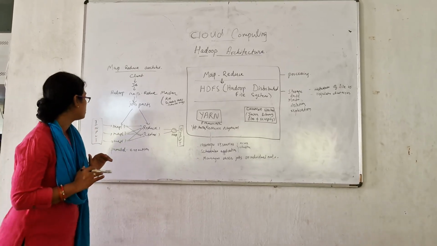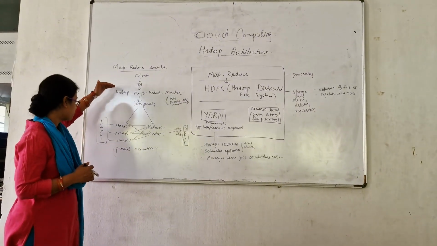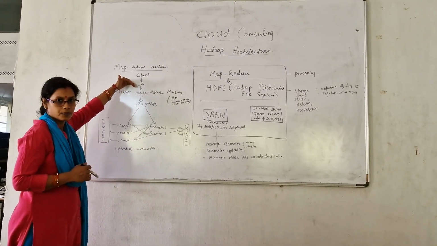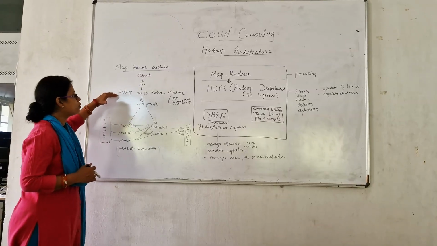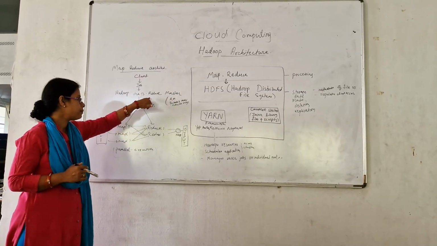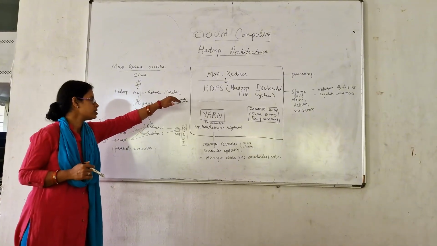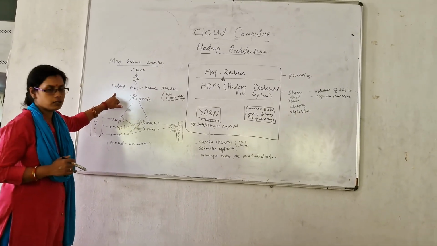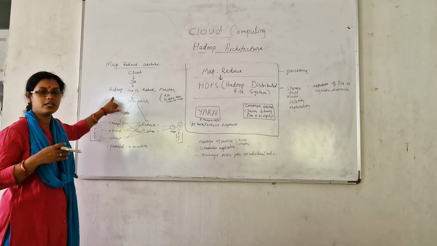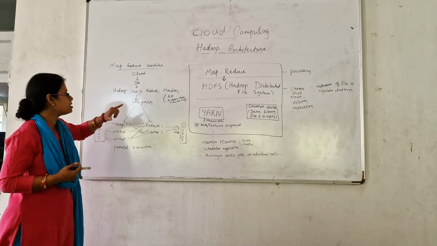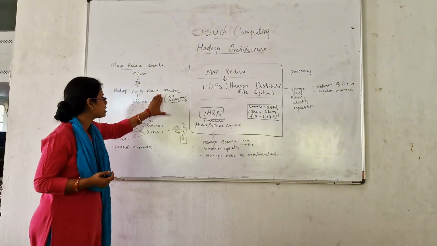That massive data, at one go, we are not able to process. So in the architecture, whenever the client gives the jobs, they are given to the Hadoop MapReduce master. Now what is the work of this master? It also follows the master slave technology. What is master slave in the sense?